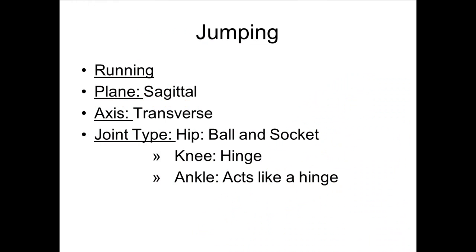Hi and welcome to this second video in the series about analysis of movements, and today we're going to be looking at some more examples of motions and movements. Jumping is the next example, and this occurs through the sagittal plane, and again this goes around the transverse axis. The joints involved in jumping are the hip, which is a ball and socket, the knee, which is a hinge, and the ankle, which acts like a hinge.